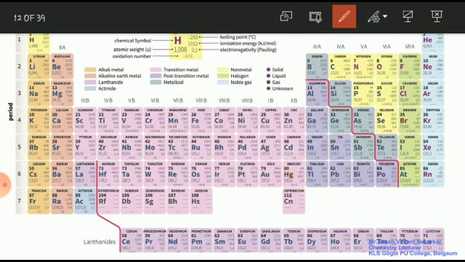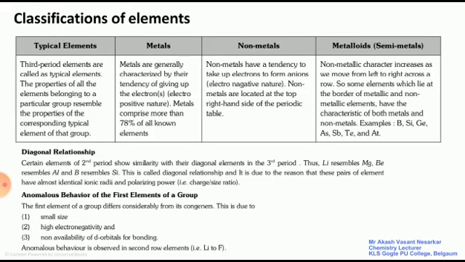And the reason for this anomalous behavior of the first element of the second row is due to the small size of the element, high electronegativity, and non-availability of d orbitals. Due to these reasons, the first elements of the second row show anomalous behavior, meaning not a normal behavior in respect of their physical and chemical properties compared with their family members.